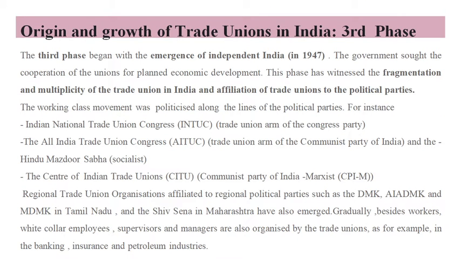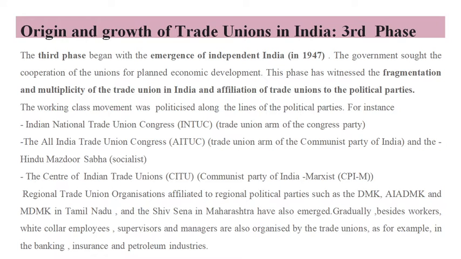The third phase began with the emergence of independent India in 1947. The government sought the cooperation of the unions for planned economic development. This phase has witnessed the fragmentation and multiplicity of the trade unions in India and affiliation of trade unions to the political parties. The working class movement was politicized along the lines of the political parties.